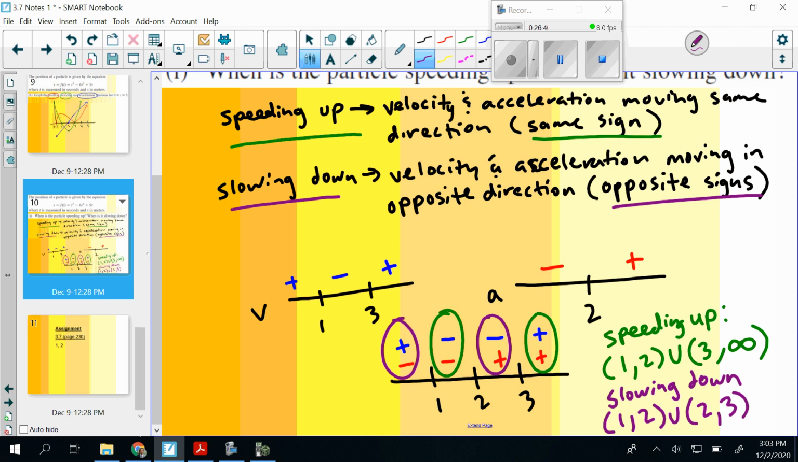And remember, that should make sense because what do we know happens at 1 second? It's at rest, so it's got to be slowing down before it's at rest. And same thing, we know it's at rest at 3 seconds, so it's got to be slowing down before it comes to rest at 3 seconds. So those would be the answers there. All right, you're going to now try some of these out on your own.